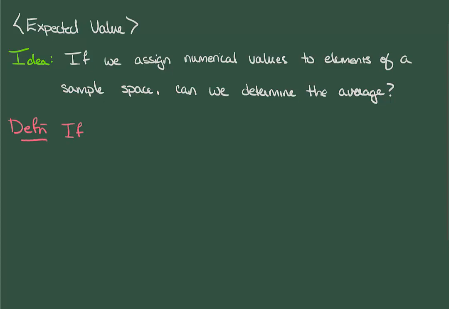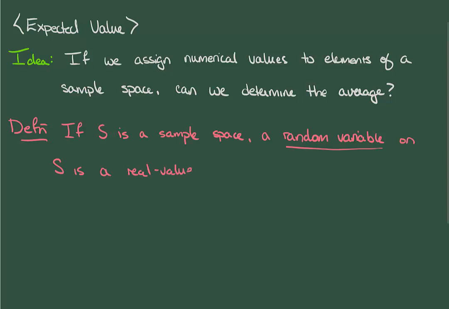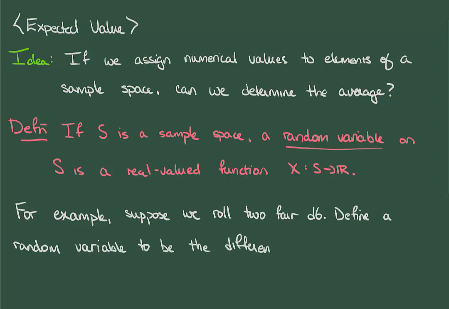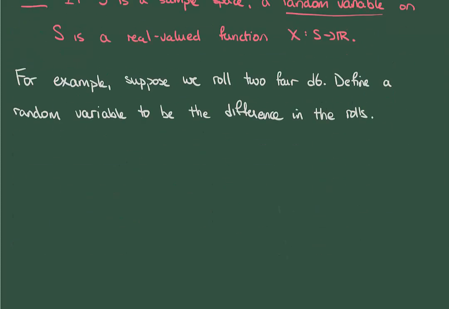So, if S is a sample space, a random variable on S is a real valued function whose domain is S. Okay, to give you an example, let's say that we roll 2 fair 6-sided dice. The fact that the dice are fair isn't needed right now, but it will come up again later. Let's define a random variable as the difference of the rolls, like this.